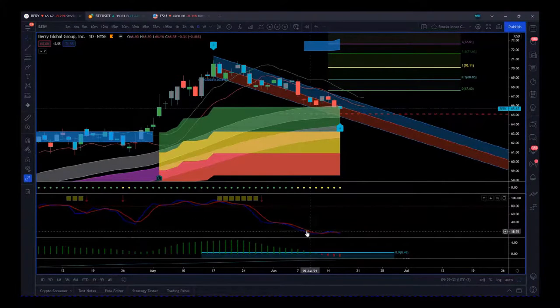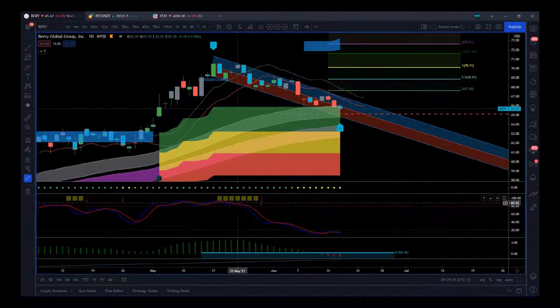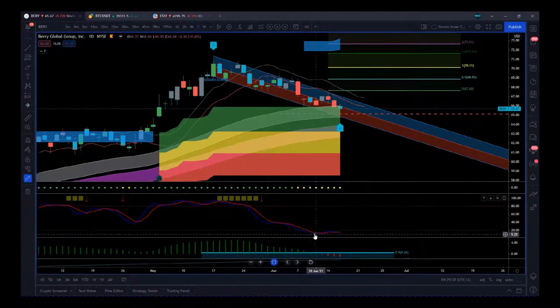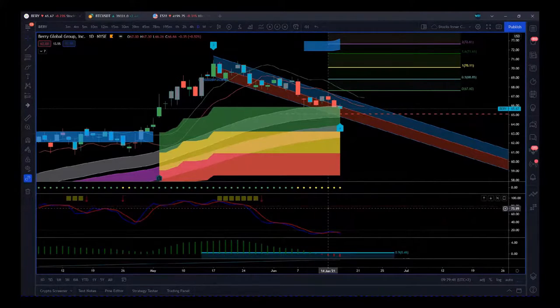When we pull back on the stochastic against these false breakout dots, if you like, and cross over in the oversold zone, it's like an elastic band. It wants to return to that main bullish trend, if you like. So that's a good sign.